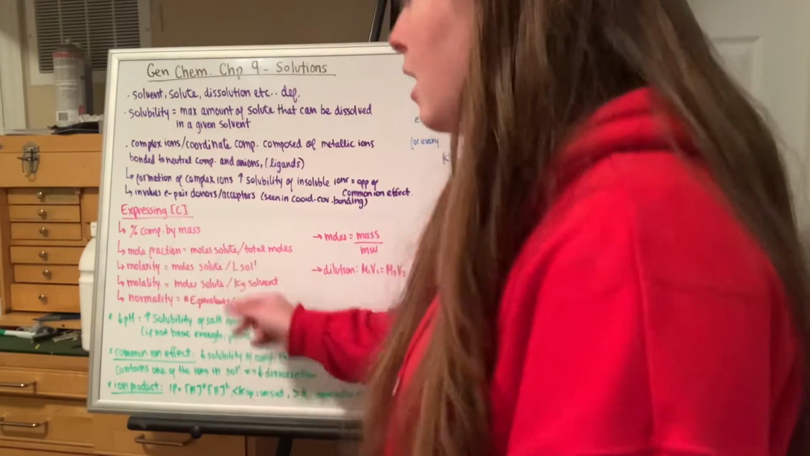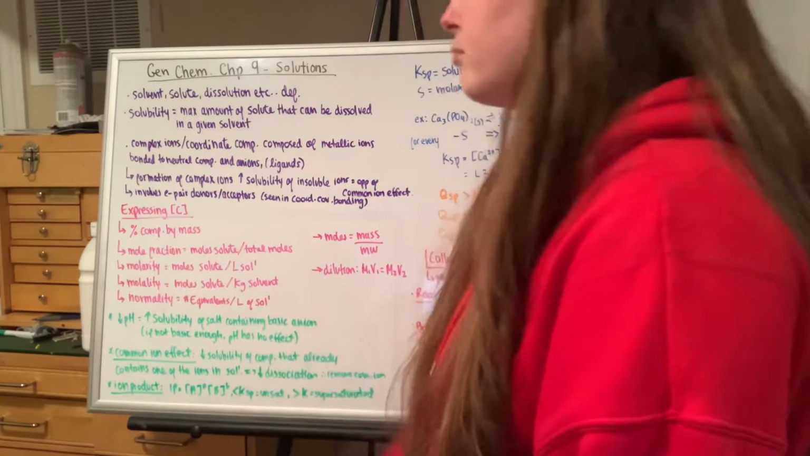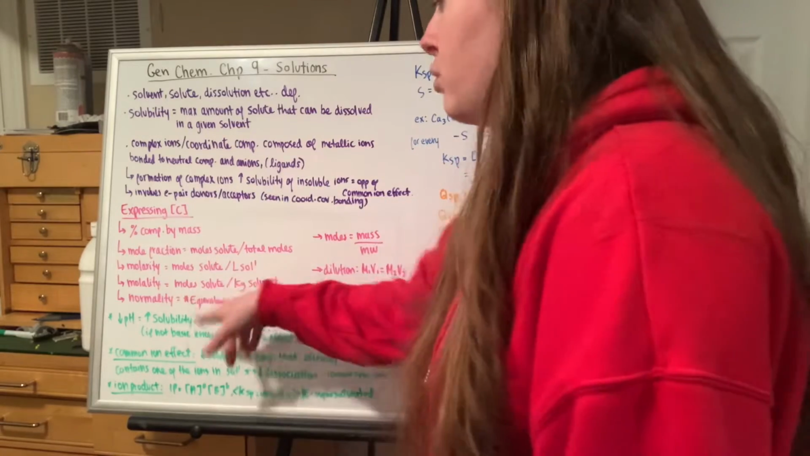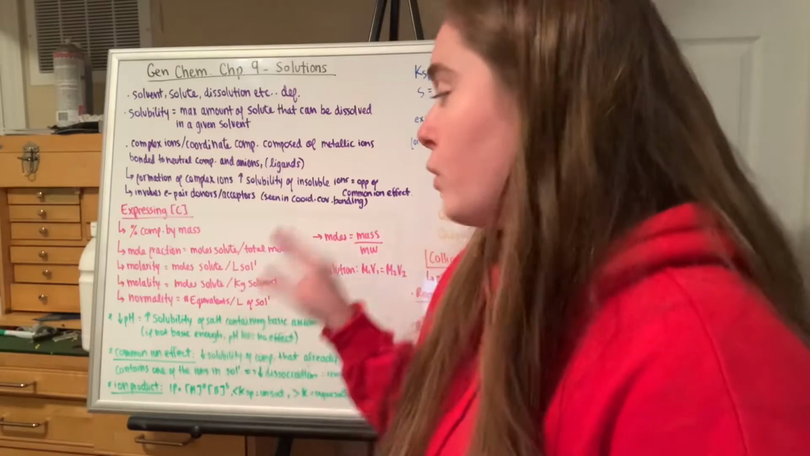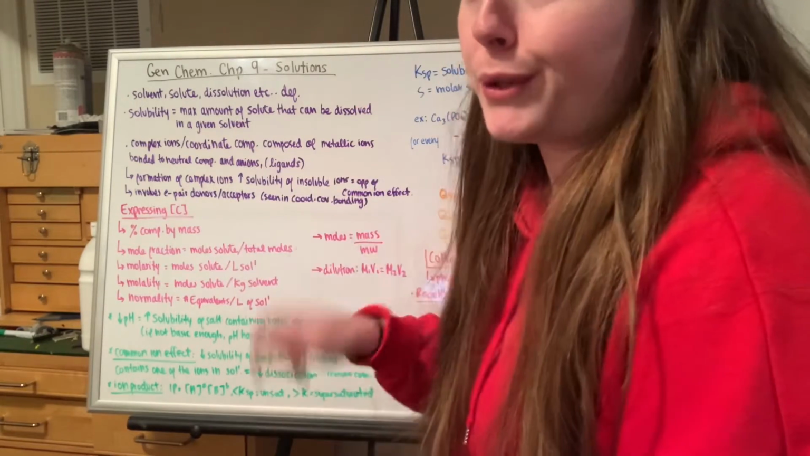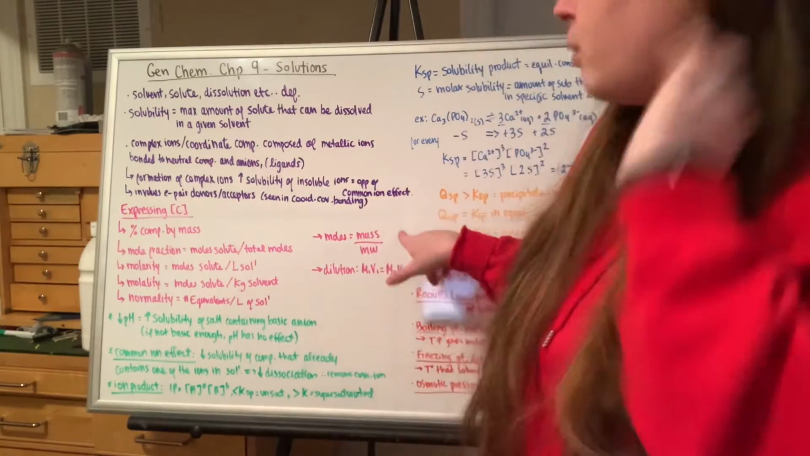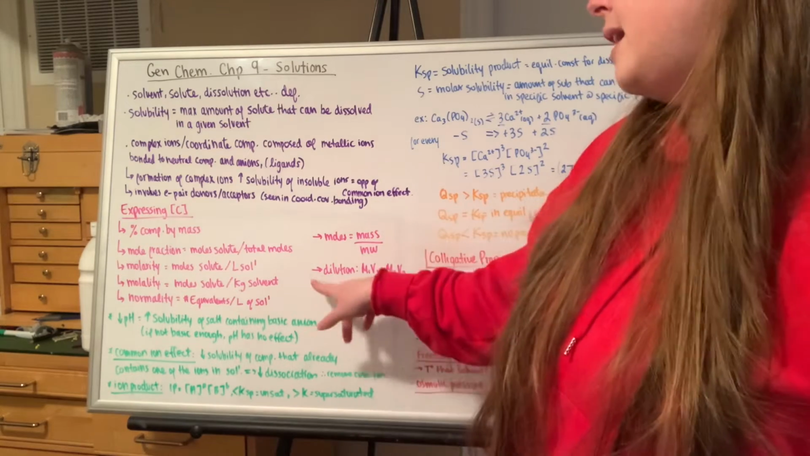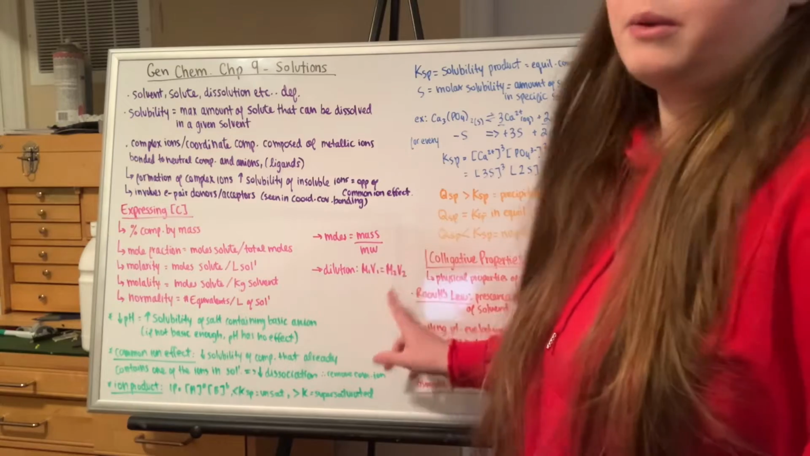There's molarity, which is the moles of solute per liter of solution. There's molality, which we'll see a little bit later, and that's the moles of solute per kilogram of solvent. Then we have normality, which is the number of equivalents per liter of solution. We also have moles, which is mass over molecular weight. Never ever forget this formula. And then dilution is M1V1 equals M2V2.